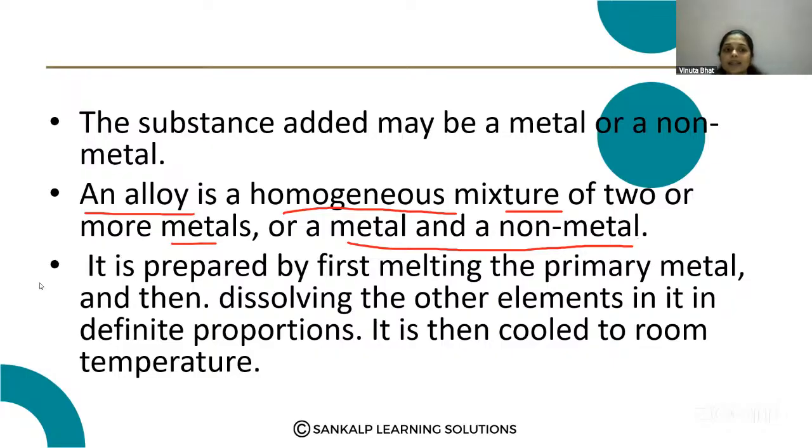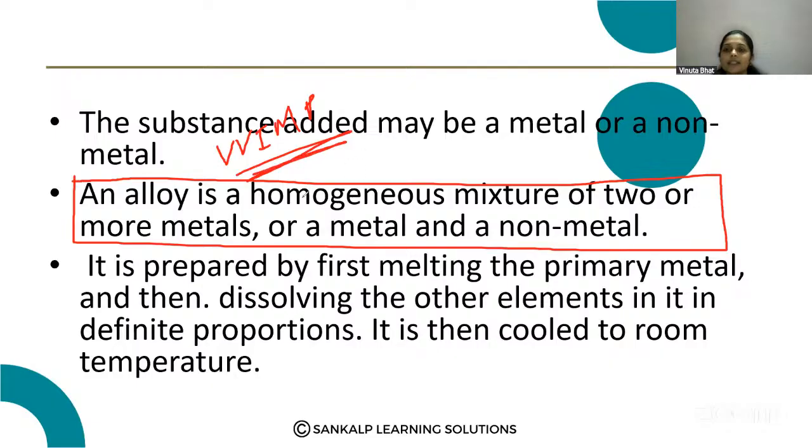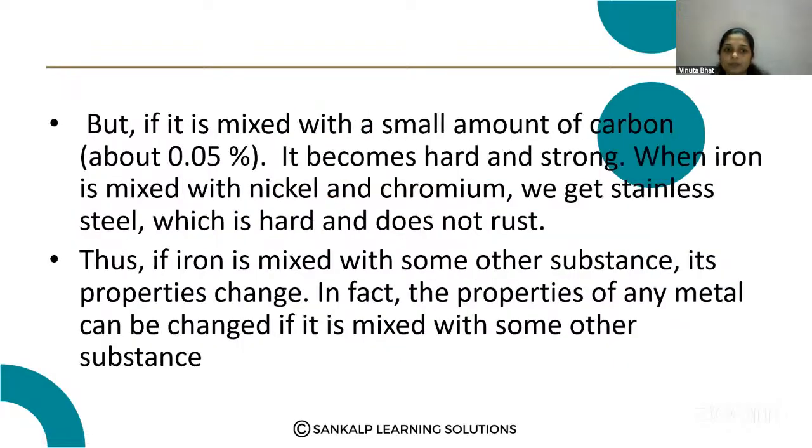Here they ask, what is alloy? Very important. This definition is very important. An alloy is a homogeneous mixture of two or more metals, or a metal and a non-metal. It can be a mixture of two or more metals, or a mixture of metal and non-metal; that is called an alloy. So that definition is very important. Practice the definition.